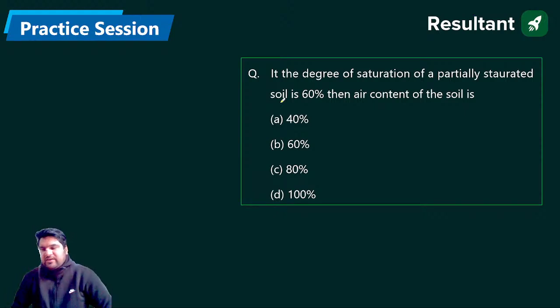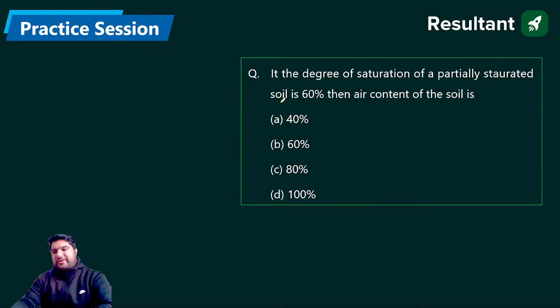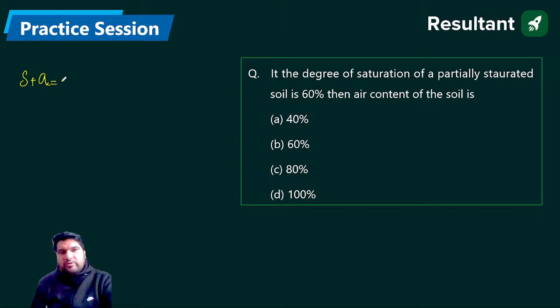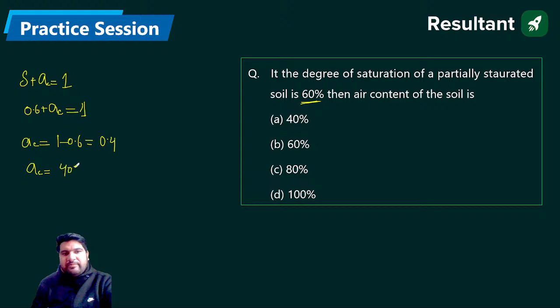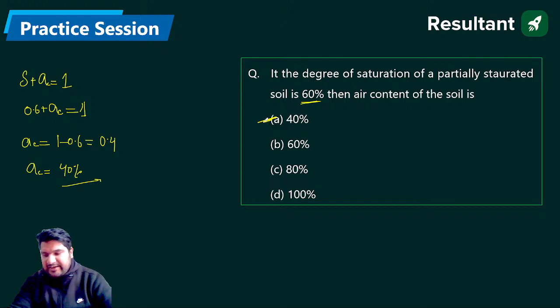So A is the answer. Easy to understand. We have the saturation S plus the air content AC, that is equal to 1. The degree of saturation is 60%, that is, it is 0.6. 0.6 plus the air content is equal to 1. So the air content will be simply 1 minus 0.6, which is 0.4, and that will be noted as 40%. 0.4 is 40% in percentage. So you can go with A as the answer.